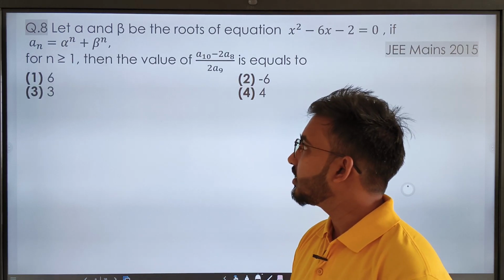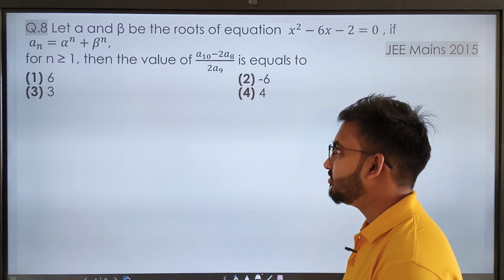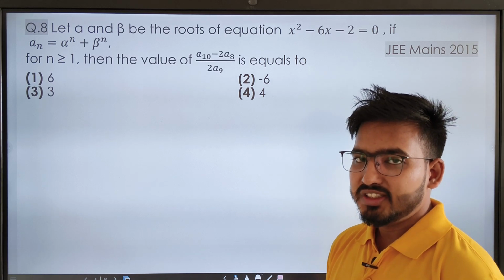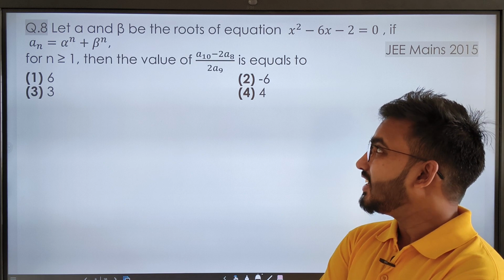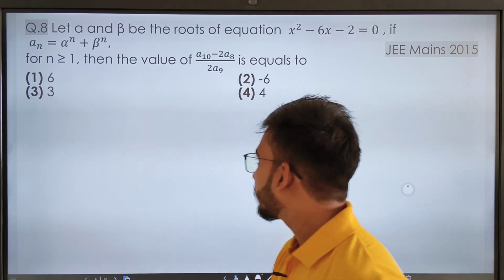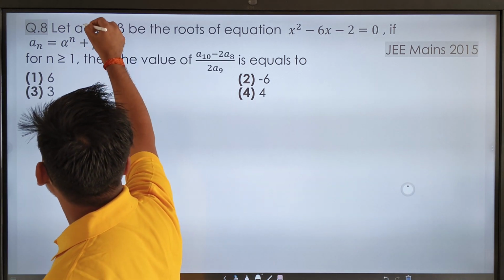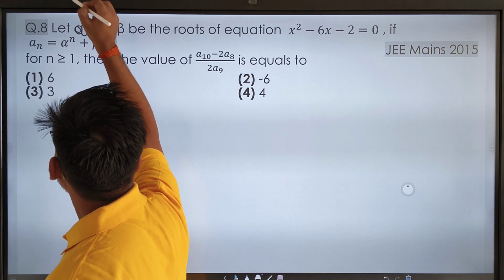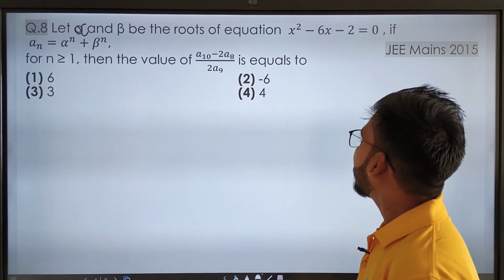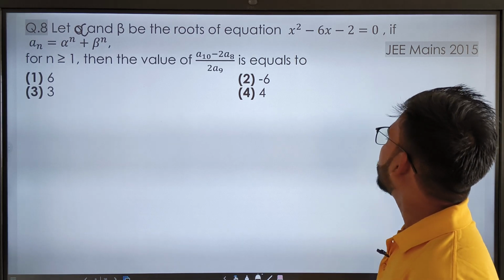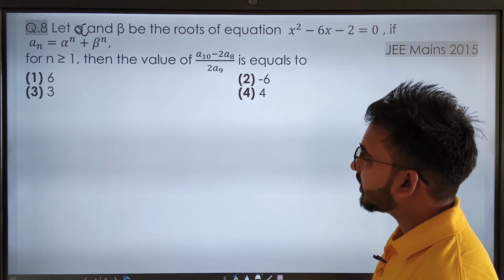Let's move to the question number 8, and that is very easy and good problem. Okay. So it is saying let alpha and beta, someone is confused, this is not A, this should be alpha and beta, be the roots of the equation x square minus 6x minus 2 equals to 0.